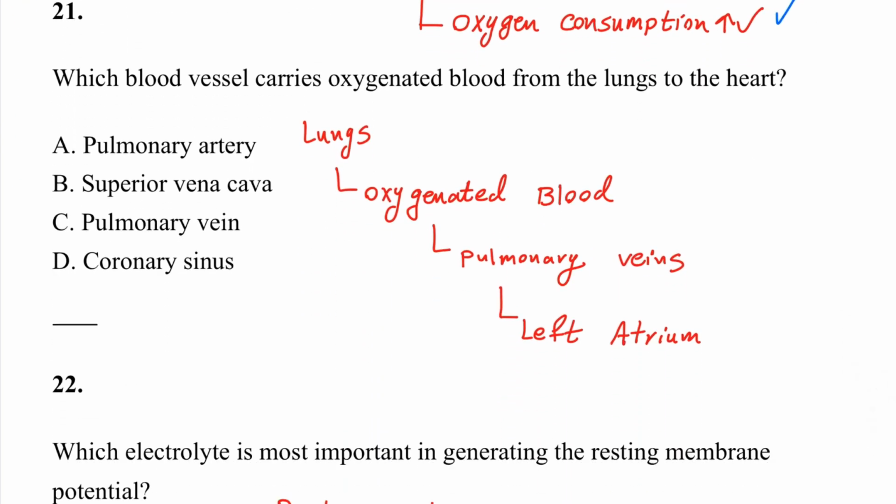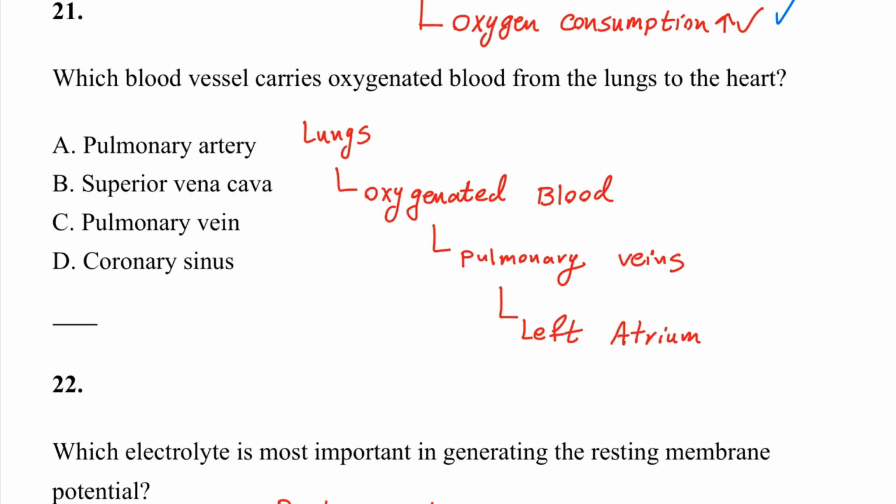21. Which blood vessel carries oxygenated blood from the lungs to the heart? A. Pulmonary artery. B. Superior vena cava. C. Pulmonary vein. And D. Coronary sinus.